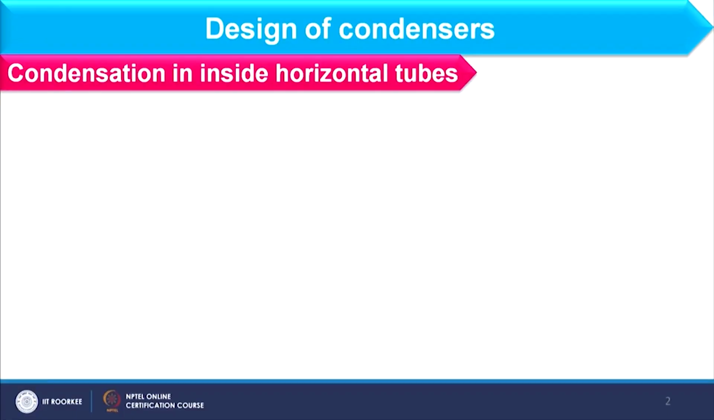So, let us focus on design of condenser when condensation is occurring inside the horizontal tube. We have already covered the design of condenser where condensation is occurring in the shell side of horizontal condenser and the shell side and tube side of vertical condenser. Okay. So, let us discuss when condensation is occurring inside the horizontal tube.